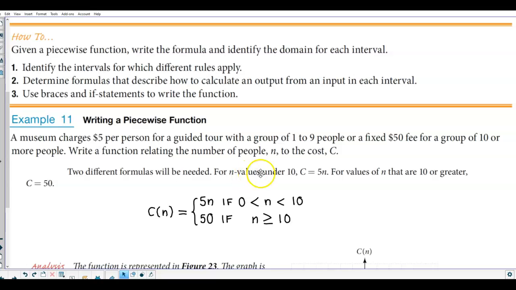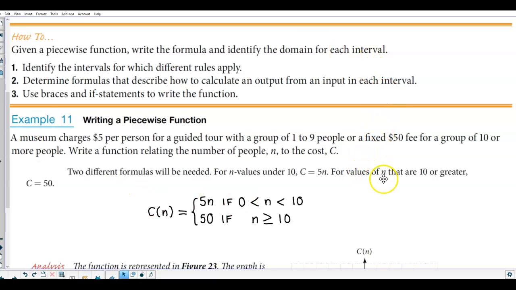For the n values that are going to be under 10, that means we're going to take c and multiply 5 times n, because that would charge $5 per person when the tour group is within 1 to 9 people. So that means that we know that we have 5n if the number of people are between 0 and 10, but we can't include 0 and we can't include 10 because it goes from 1 to 9 people. So that's how we would write the first piece.